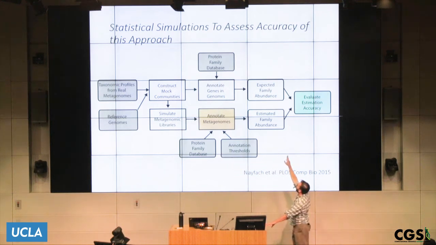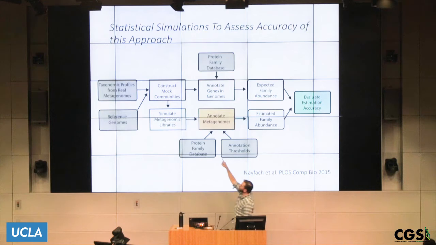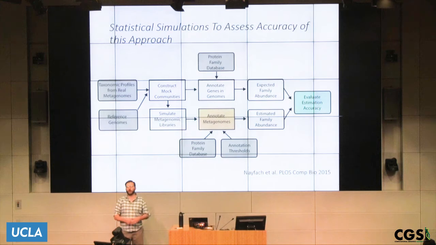And then what we did is we quantified an expected family abundance, which is basically that matrix that I just described. We took the same mock communities and we simulated metagenomic libraries by taking this tool called Grinder, basically chopping all the genomes up into things that look like metagenomic reads. They have distributions along the length of the genome that simulate what you see in a classical metagenome.